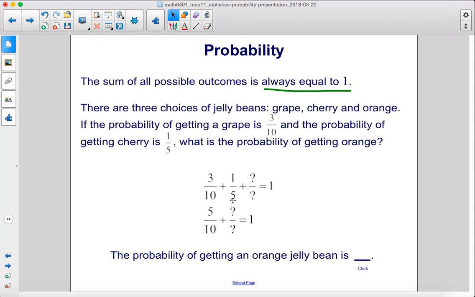So if we change this to a common denominator, 1 out of 5 becomes 2 over 10. So when you add 3 over 10 plus 2 over 10, you get 5 over 10. So 5 over 10 plus our mystery probability equals 1. Therefore, the probability of getting an orange jelly bean is 5 out of 10, because this is half, therefore we have to add another half in order to equal 1, so 5 out of 10, or 1/2.